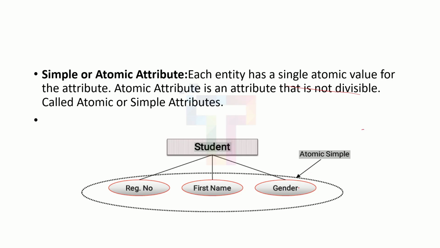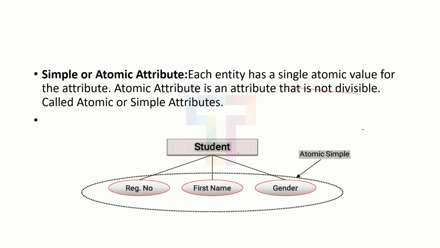For example, you see here, student is an entity, with register number, first name and gender. Here, first name is not considered a simple or atomic attribute, because a single person can have multiple names, right? His original name, his pet names, etc. Register number we are considering as a primary key. I'll explain this in future classes.